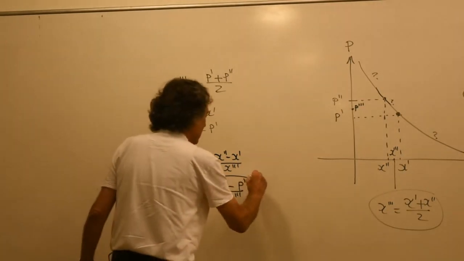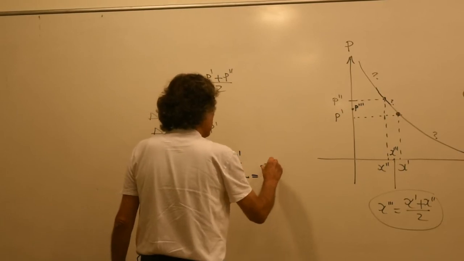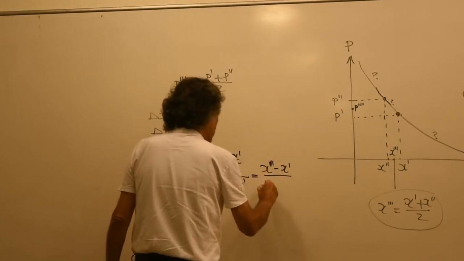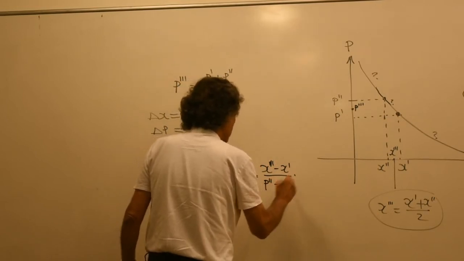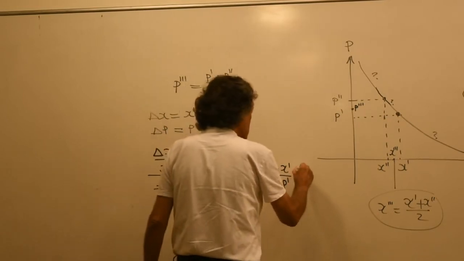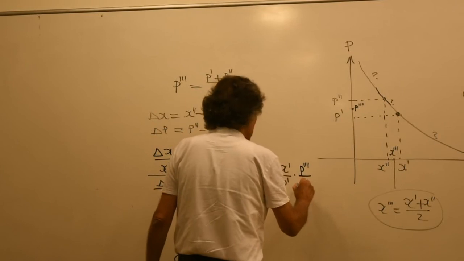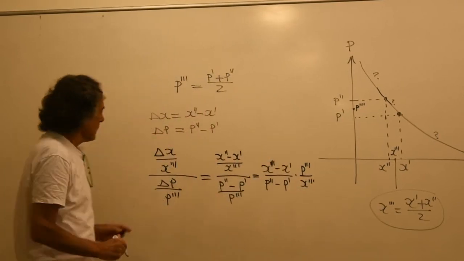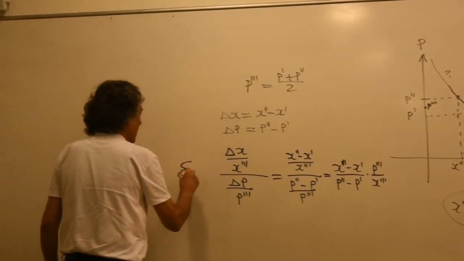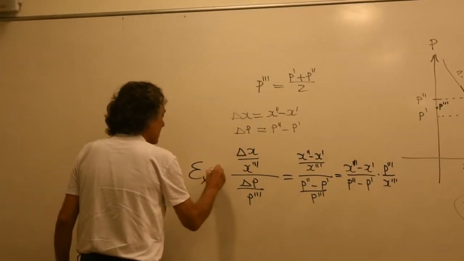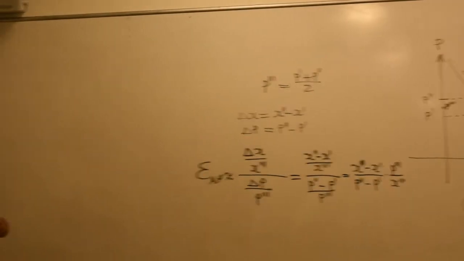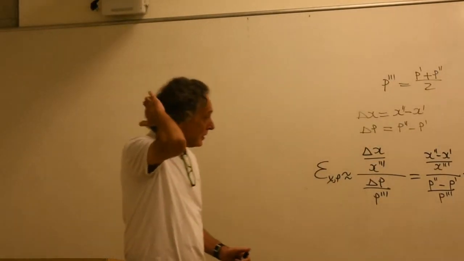Or if you like, you can write it as x double prime minus x prime divided by p double prime minus p prime, times p triple prime over x triple prime. That is the approximation, I would say approximately. And this is called arc elasticity.